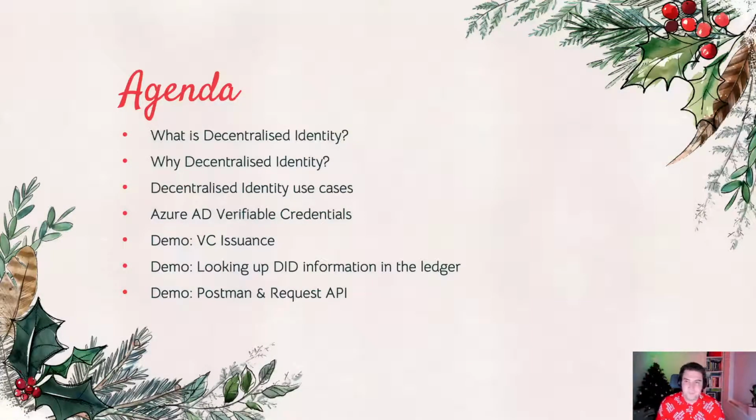More important though, what are we going to talk about today? Right, so I'm going to start this session with some theory. We're not going to talk straight into the nuts and bolts of Azure AD. We're going to talk about what decentralized identity is, why you might use it, some of the key use cases. Then we'll touch on Azure AD Verifiable Credentials, what it is, how to set it up, etc. And we'll go through some demonstrations as well, issuing a verifiable credential, looking up information inside of the ledgers, and also the new request API, and we'll use Postman to access that without writing a lick of code.